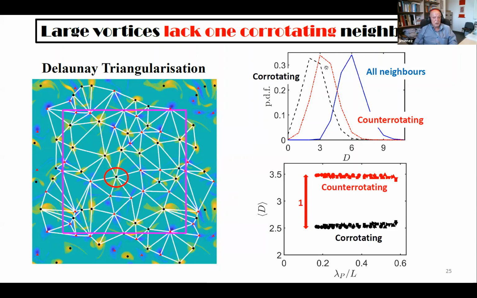There's a co-rotating neighbor that's missing, and it's actually one. When you look at the mean value of this distribution, and do it for different times, different Reynolds numbers, different flow fields and different cases, you get a mean number of counter-rotating neighbors of 3.5 and co-rotating neighbors of 2.5. So you get a reasonable idea of what is happening here. You have these vortices which are merging, and when they are merging they're getting bigger, but this is not the inverse cascade. The inverse cascade is something much bigger.